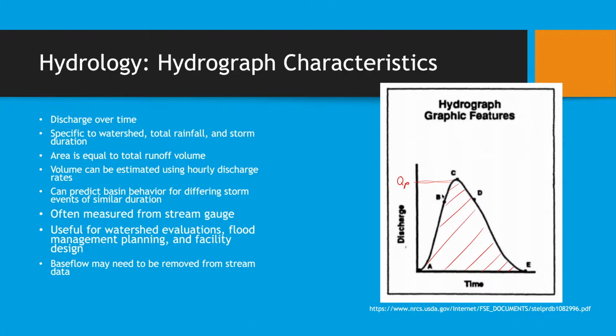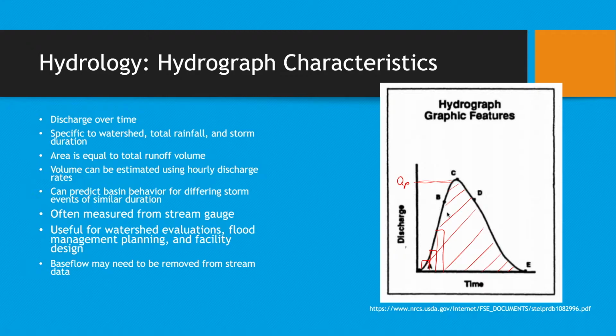And so you can estimate your amount of volume by doing hourly integration manually. So for every hour of time, you basically use the discharge rates and the time, and you can just geometrically estimate what that area is and get a reasonable estimation of what your total volume would be.